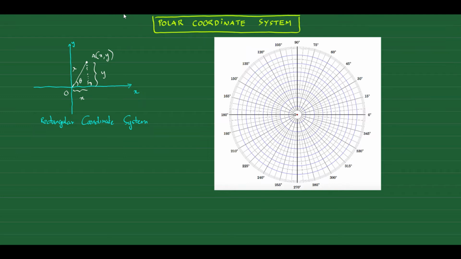So I'm going to use a different color. I think I'm going to use this one right here. So O is the pole. And this axis, the x and y axis over here, we call the polar axis.